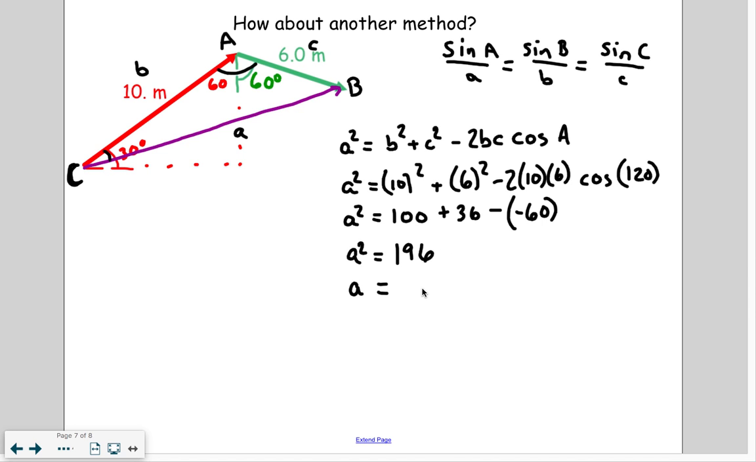And everybody should know and memorize each and every single one of your perfect squares. And this is a perfect square, it comes out to 14. All right, so 14 meters. We're actually given units for this one.